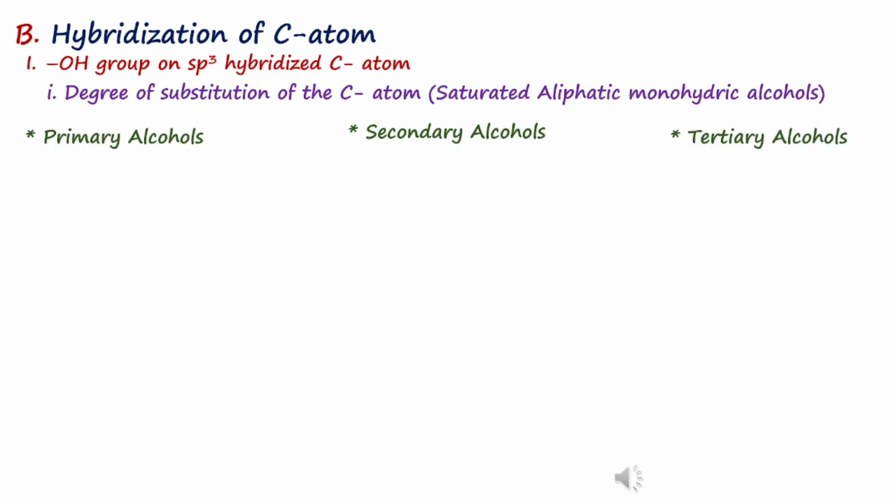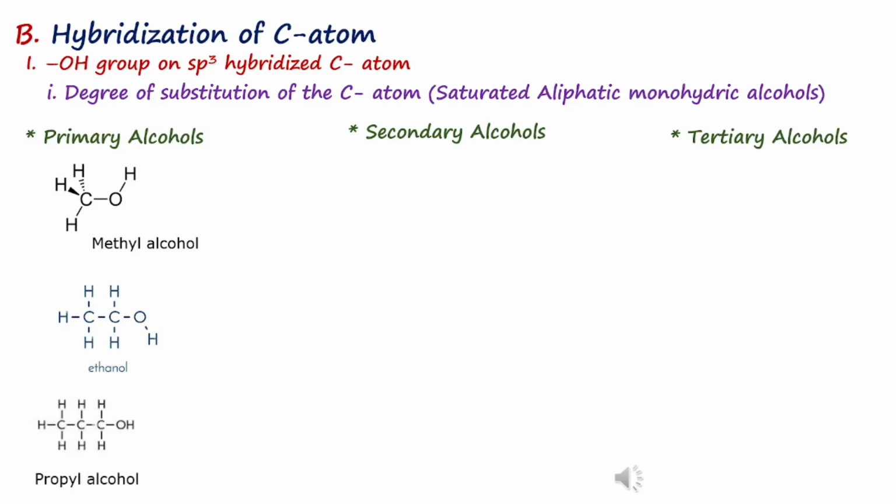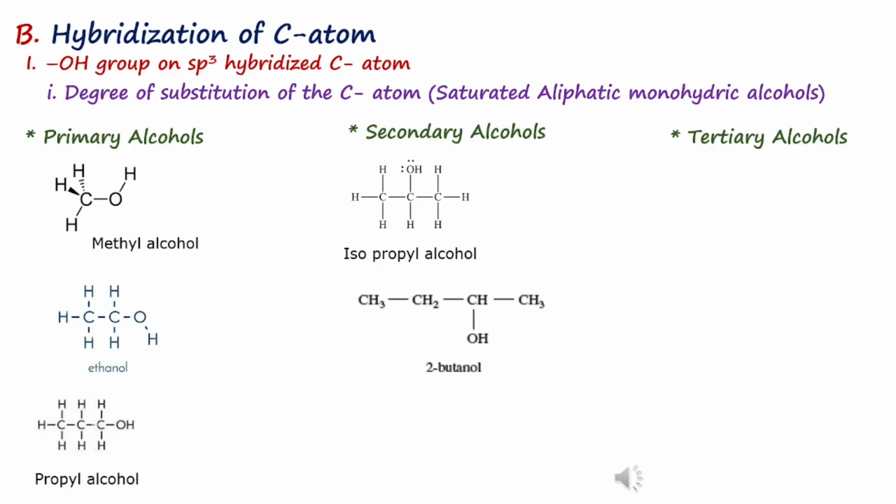Primary alcohols are those in which the OH group is linked to a primary carbon atom, that is, the carbon atom which is attached to only one carbon atom. In secondary alcohols, the OH group is linked to the carbon atom which is bonded to two other carbon atoms in the same molecule. Tertiary alcohols are the ones in which the OH group is on the tertiary carbon atom, that is, the carbon atom which is linked to three different carbon atoms of the same molecule.